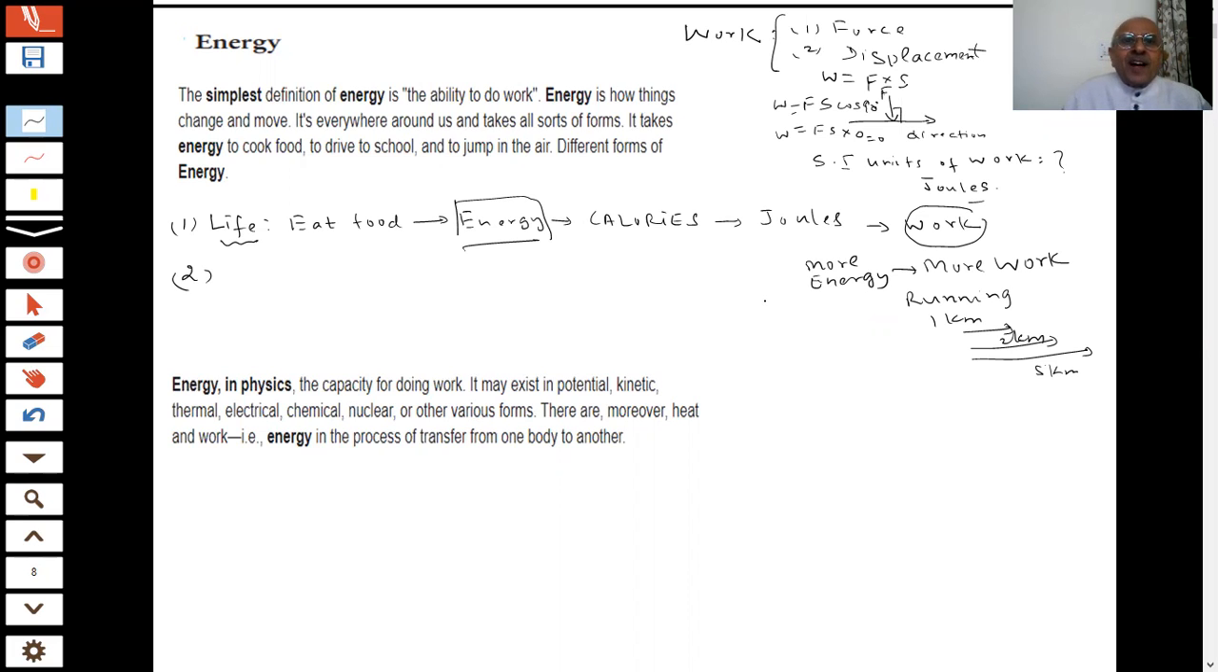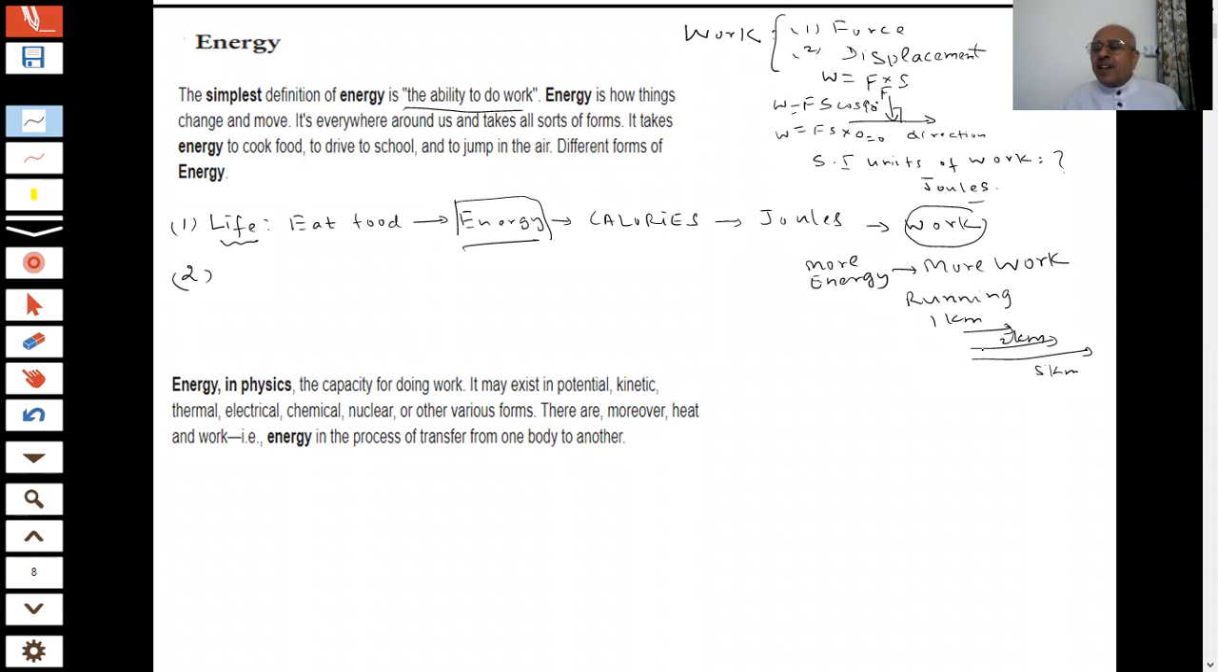In other words, students, the simplest definition of energy is the ability to do work. I am saying energy is the ability to do work. How much work? Less energy, less work; more energy, I can do more work. Anything which is working will need energy.